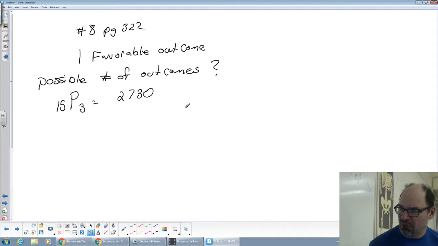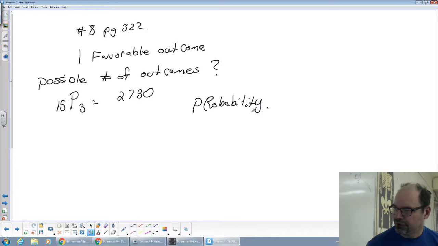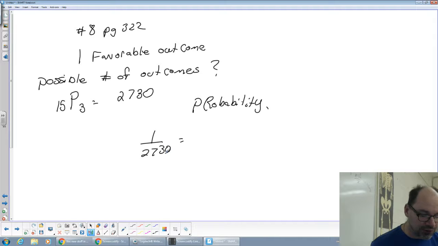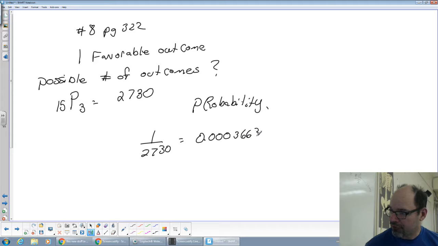So then our probability of selecting those people should be 1 out of that number, 1 out of 2,730, which is a very small number. 0.0036663. Okay, so that's the first probability one.